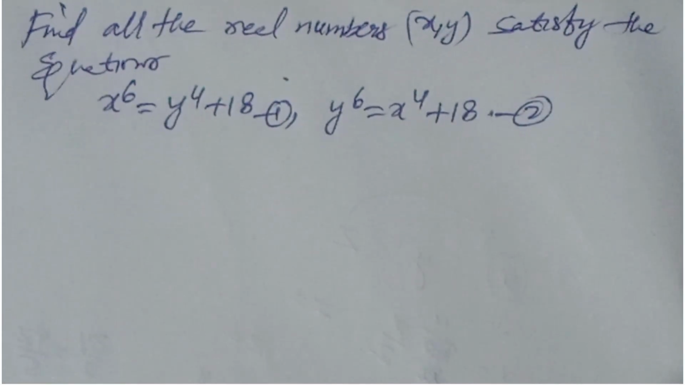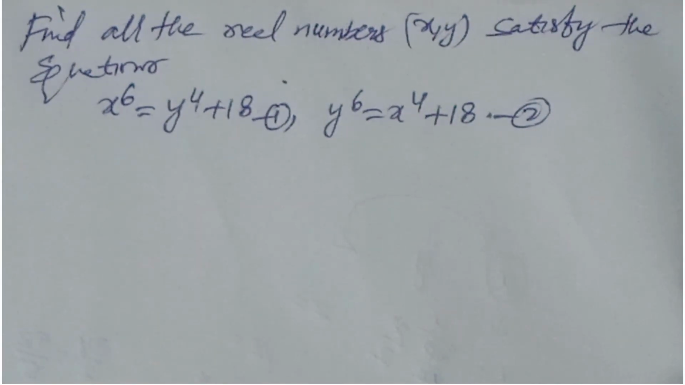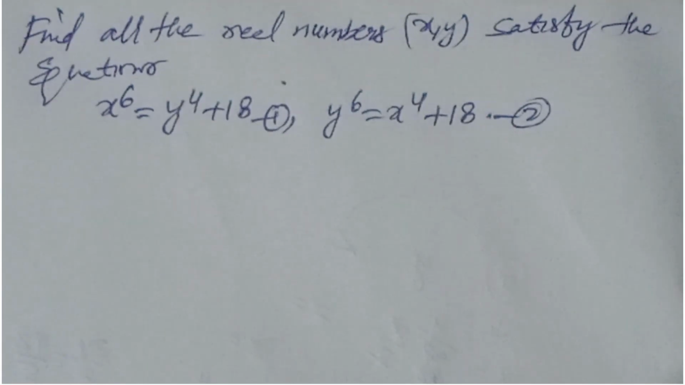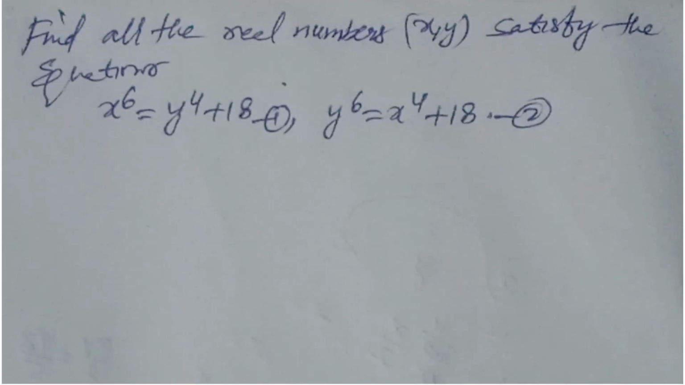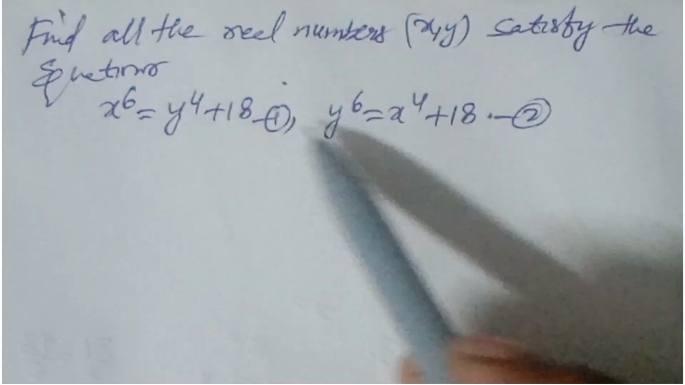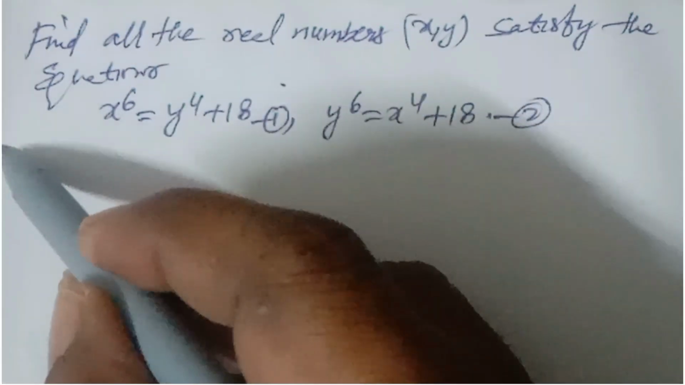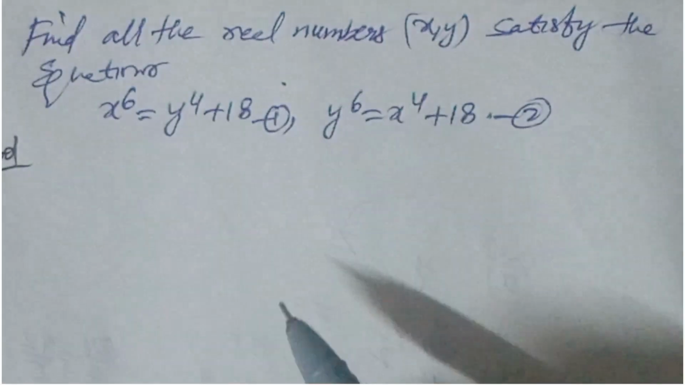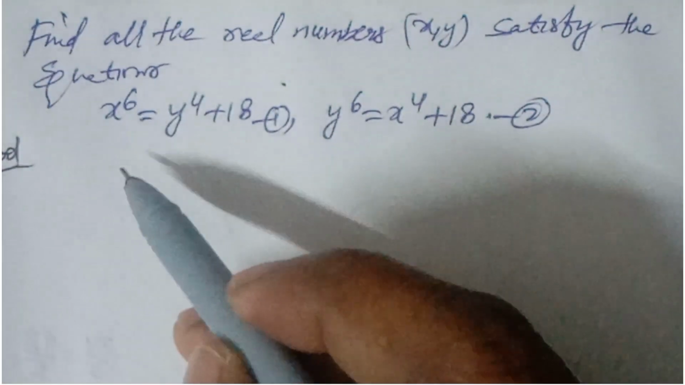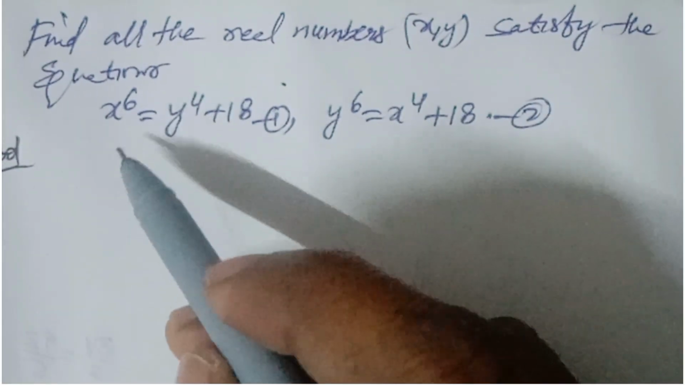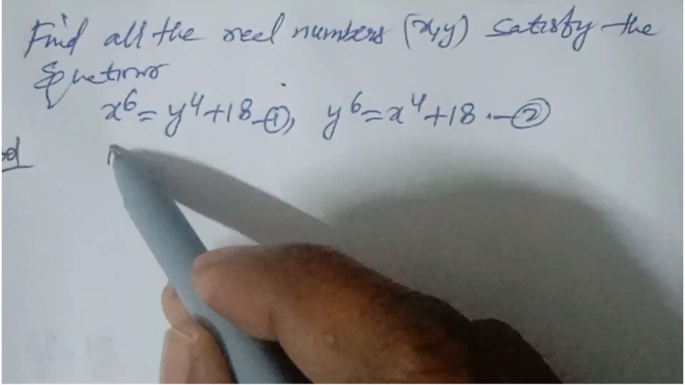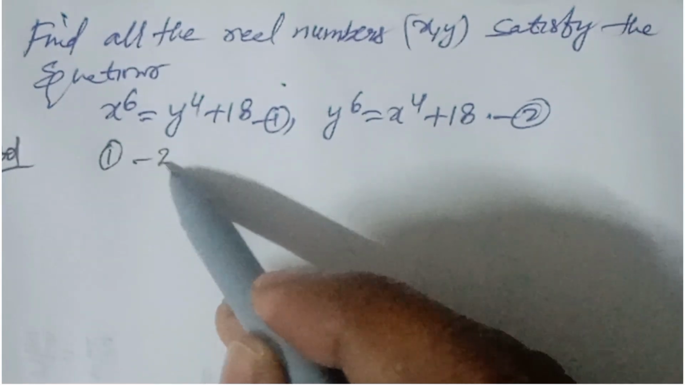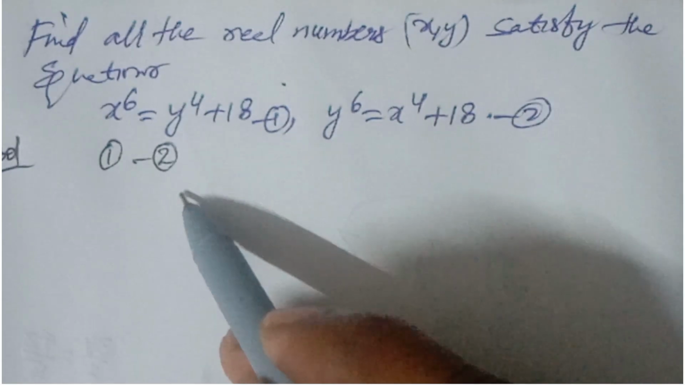So here in this problem, some logics are there. That's why this problem is selected as an Olympiad problem. So here the equations we are taking as 1 and 2. So how to solve these equations? First of all, you'll subtract 1 minus 2.